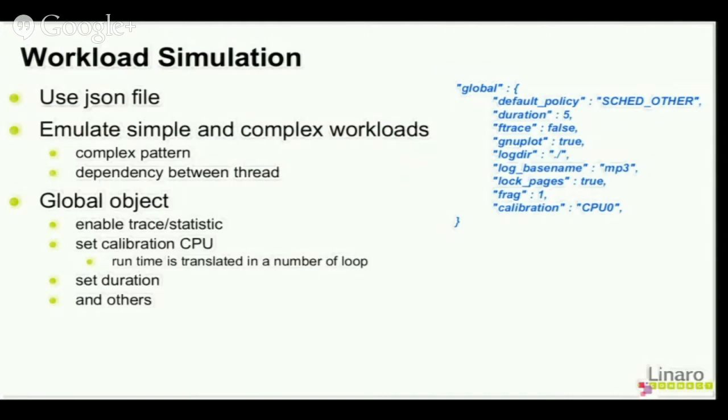So this JSON file is mainly based on three JSON objects: one which is called the global section, another one which is the task section, and the last one which is the resources. Let's start with the first one, which is the global object. The global object is mainly used to describe the main behaviors: the duration, whether you want to generate some ftrace events, whether you want to get some statistics and generate some plots, and a lot of additional things.